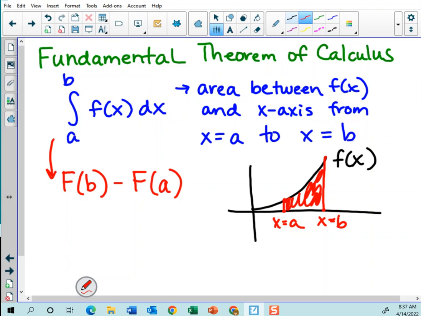And the big catch on that is big F is the antiderivative of little f. Something we previously would have had to do just with geometry. We would have had either geometry that works nicely, or geometry that doesn't really work nicely, but we can squish a bunch of rectangles in there and get a really, really good estimation.